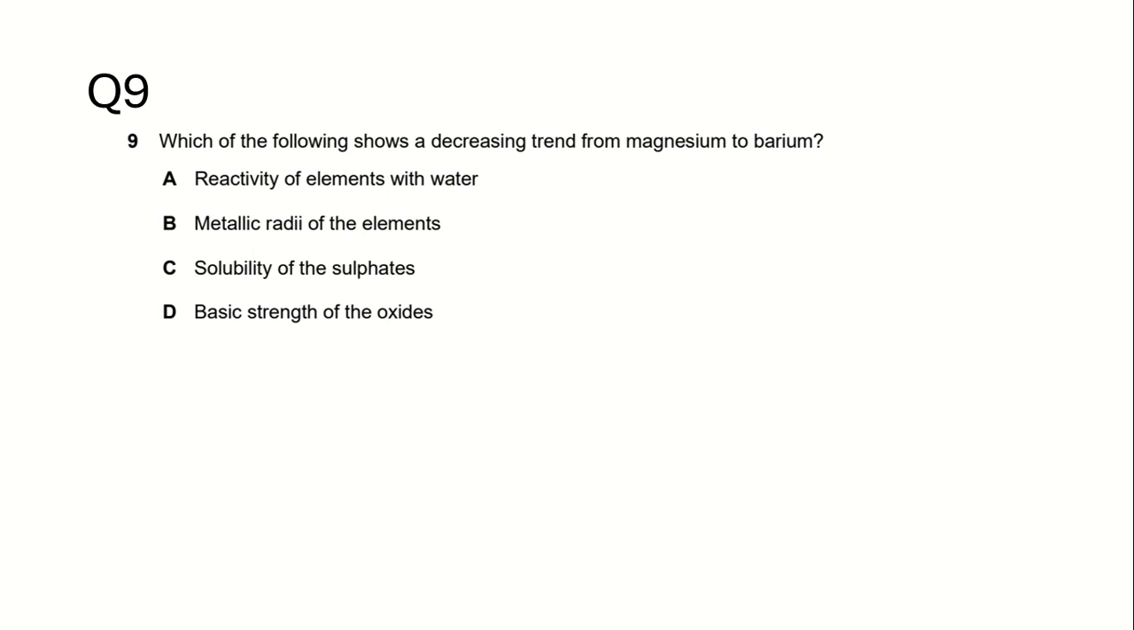Number 9, which of the following shows a decreasing trend from magnesium to barium? This is group 2. Magnesium to calcium to strontium to barium in group 2. So which one is decreasing? Reactivity of elements with water, we have discussed this again in, I think, question 5. If you need the explanation again, please go and look at our discussion on question 5. But reactivity of elements with water should increase going down the group, getting more and more reactive.